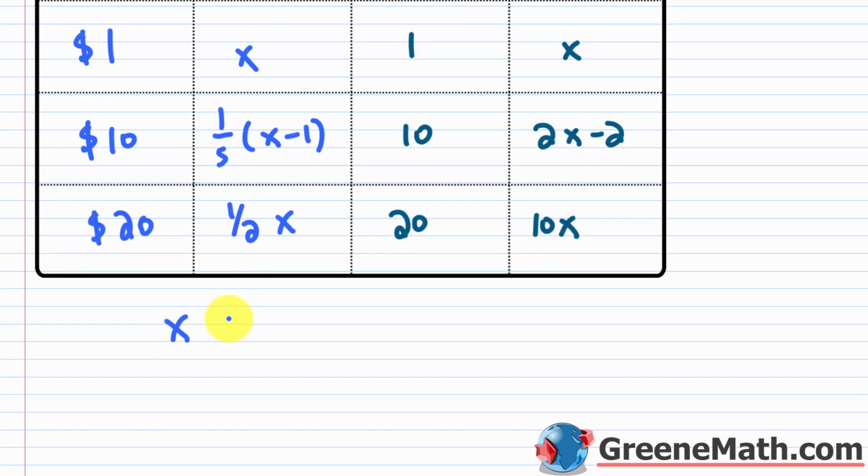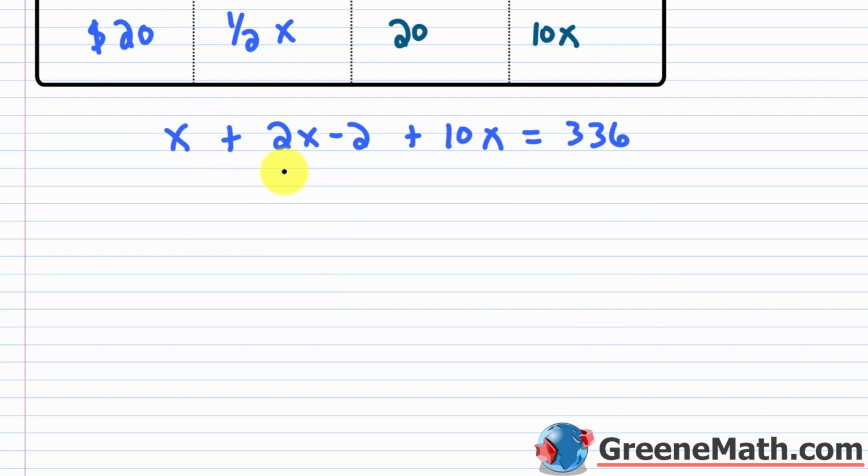So this will be x plus 2x minus 2 plus 10x. This equals 336. Okay, so x plus 2x would be 3x, and then plus 10x would be 13x. So this is 13x. Let's go minus 2 equals 336. Let's add 2 to both sides of the equation. And of course, this is going to cancel.